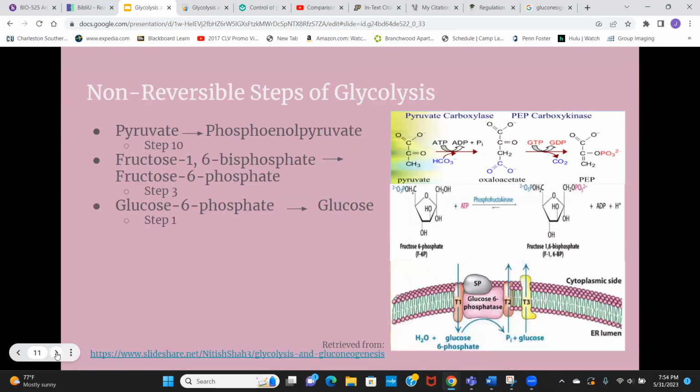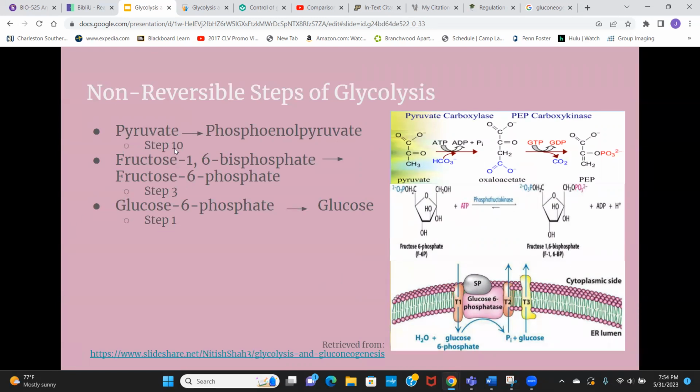Okay, so I want us to mainly look at the non-reversible steps of glycolysis. And luckily for us, there are only 3 non-reversible steps. Okay, so everything else will be reversible except for step 10, step 3, and step 1 mentioned earlier. Okay. And so let's go ahead and break those down a little.